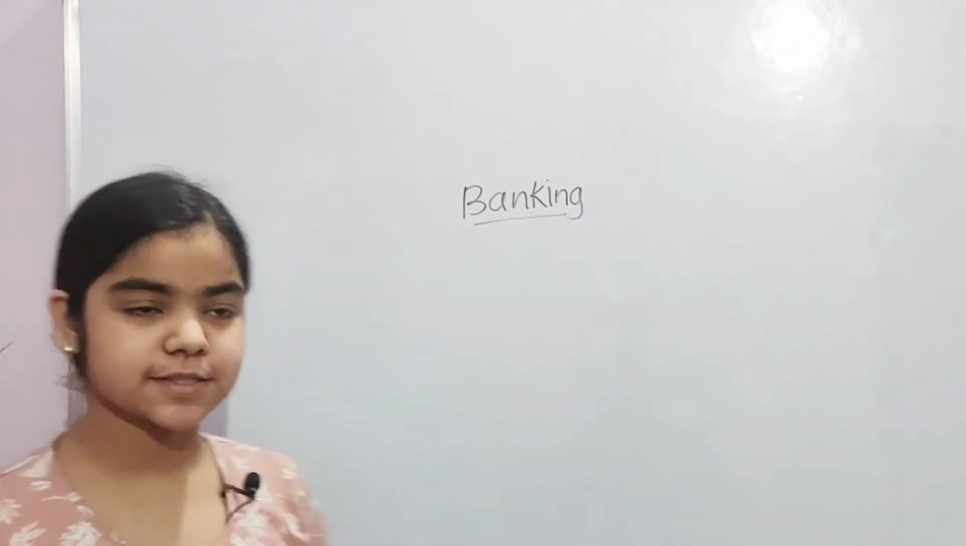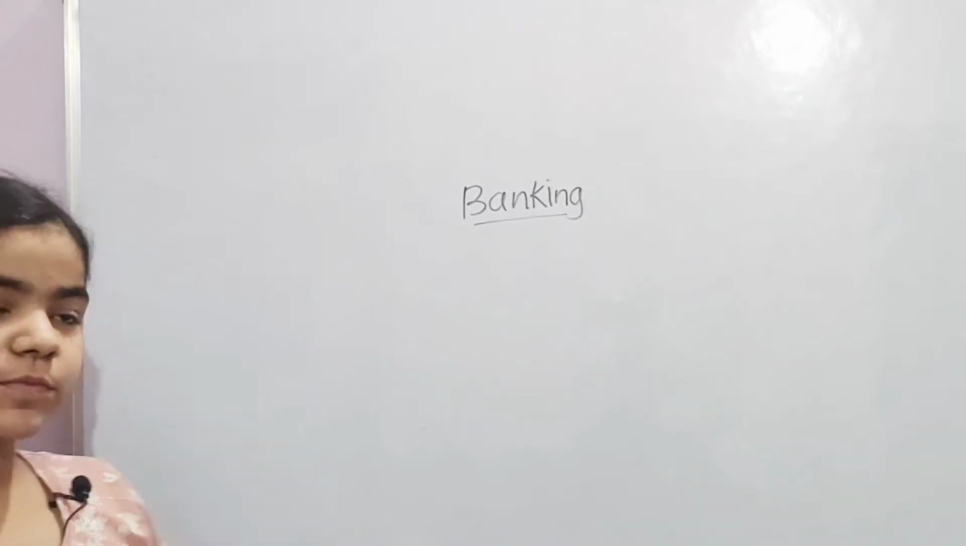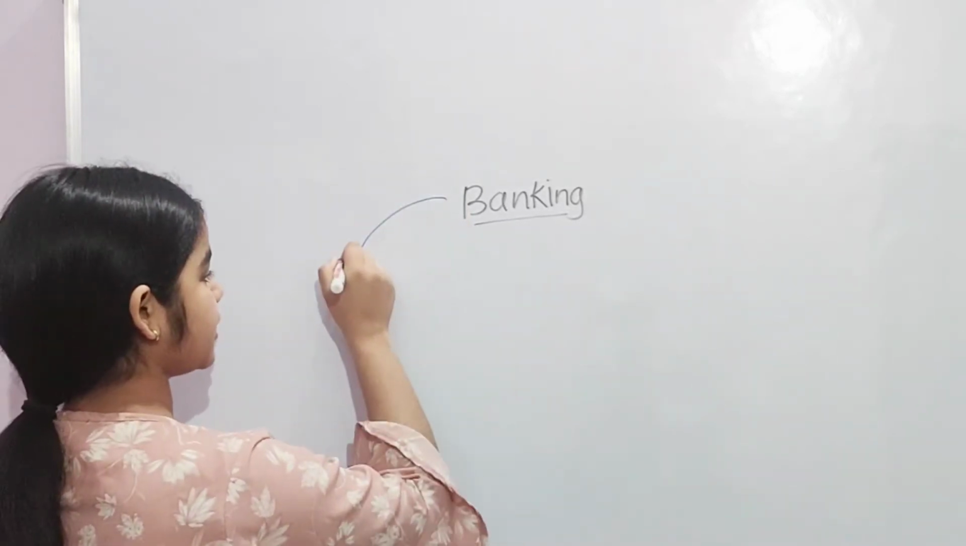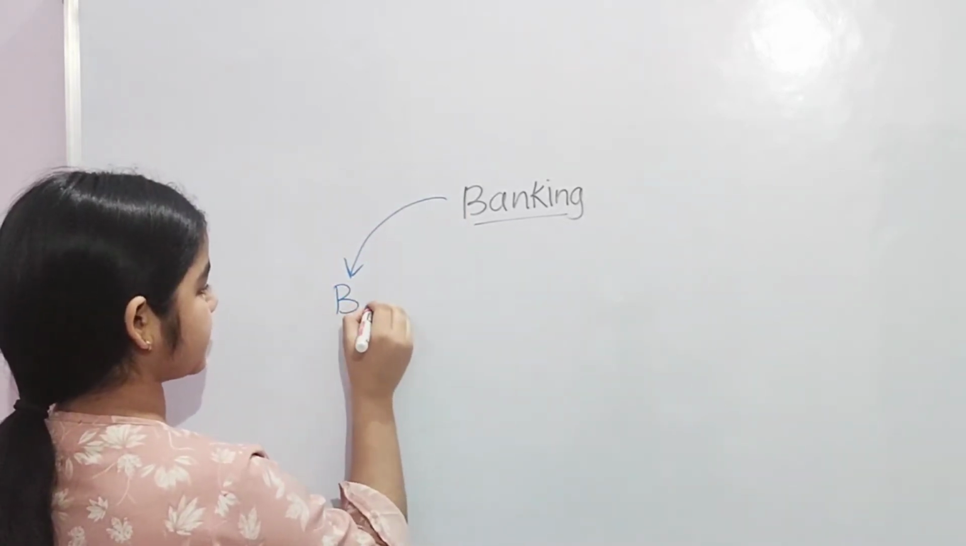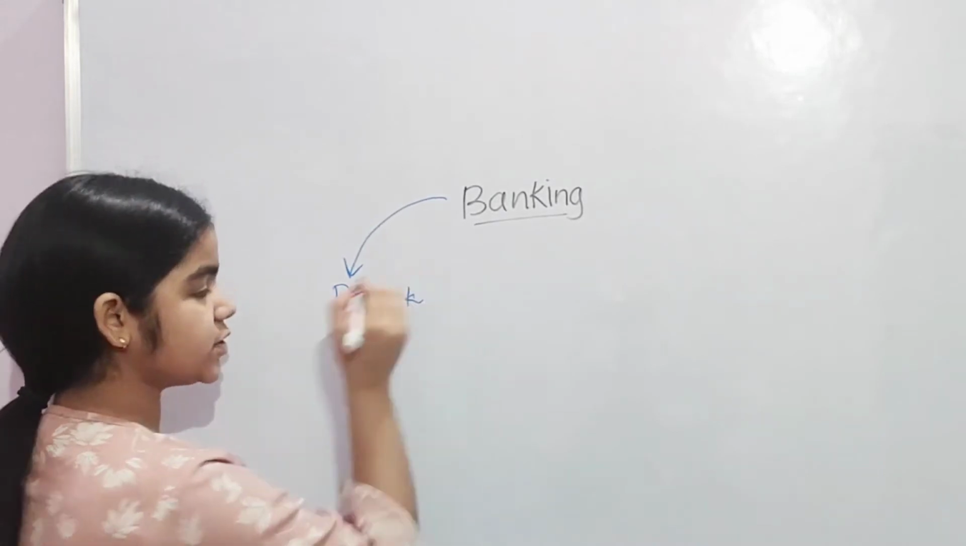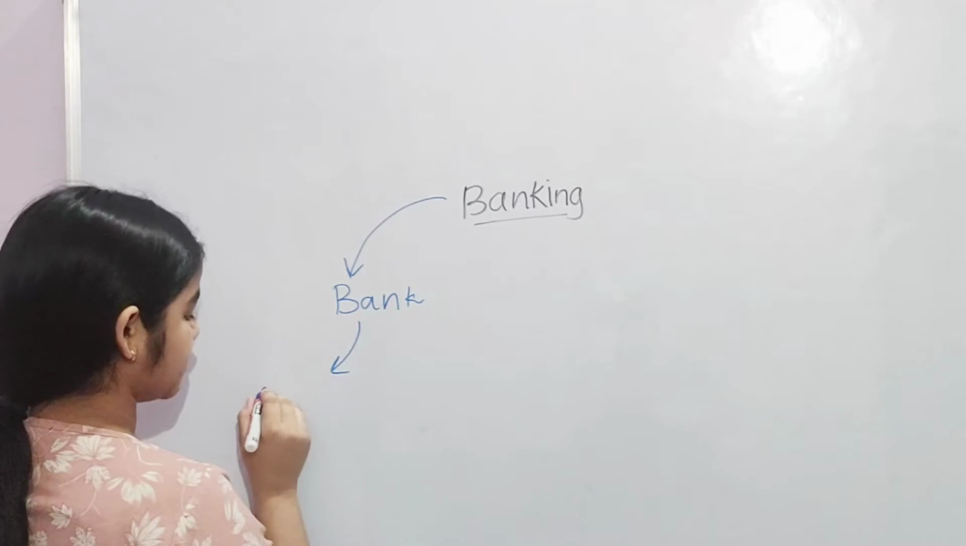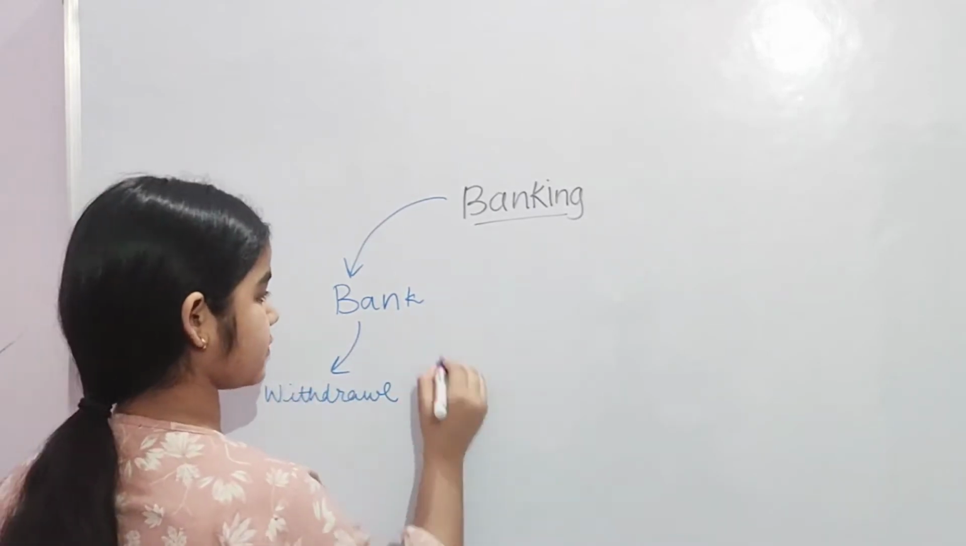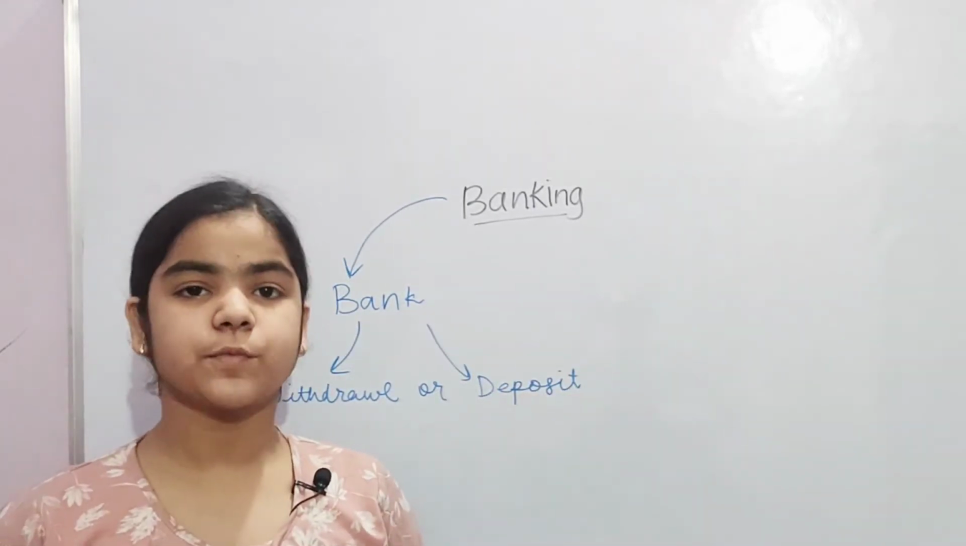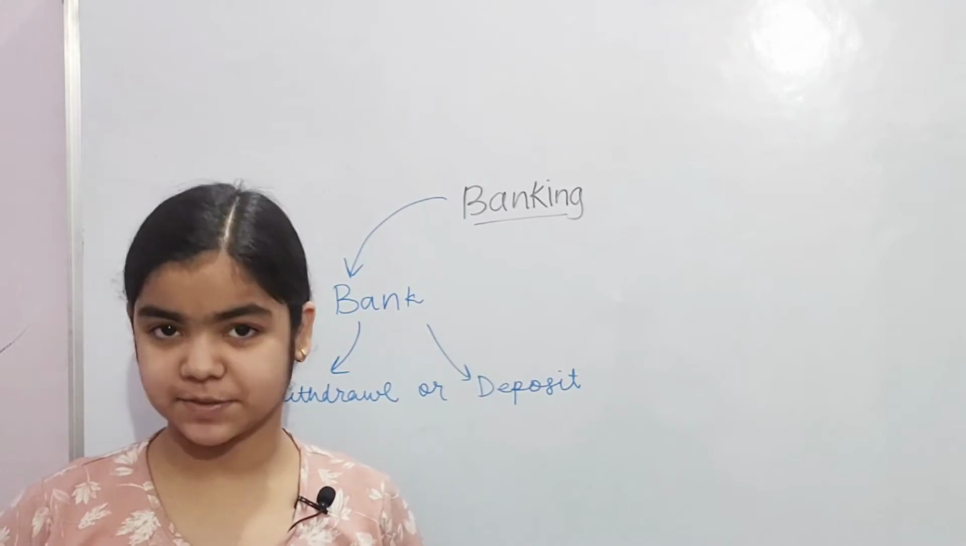Today we are going to discuss the chapter Banking. From the word banking, it is pretty obvious that it refers to bank. And what do we do in bank? We either deposit or we withdraw amount. In this chapter, we are going to learn about recurring deposit.